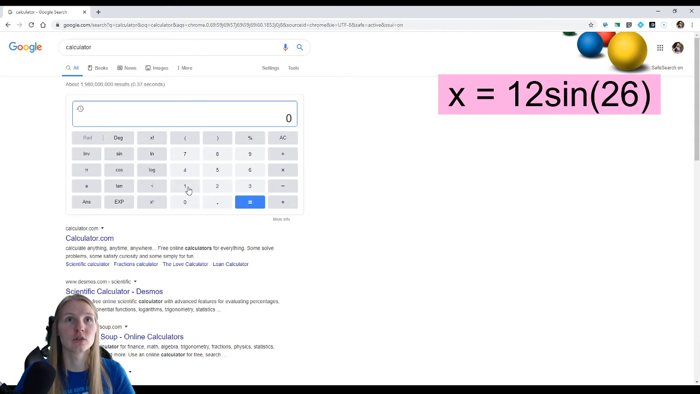And now all you gotta do, you can type it, you can poke the letters, whatever you want. 12 times the sine of 26, and because we're in degrees, it knows that you mean 26 degrees, equals. There you go. You can also type. You don't have to click the buttons. You can also just type in 12 times sine of 26 degrees. But yes, that is how to do it with the Google version. If sine were cosine, you just use the cosine button instead.